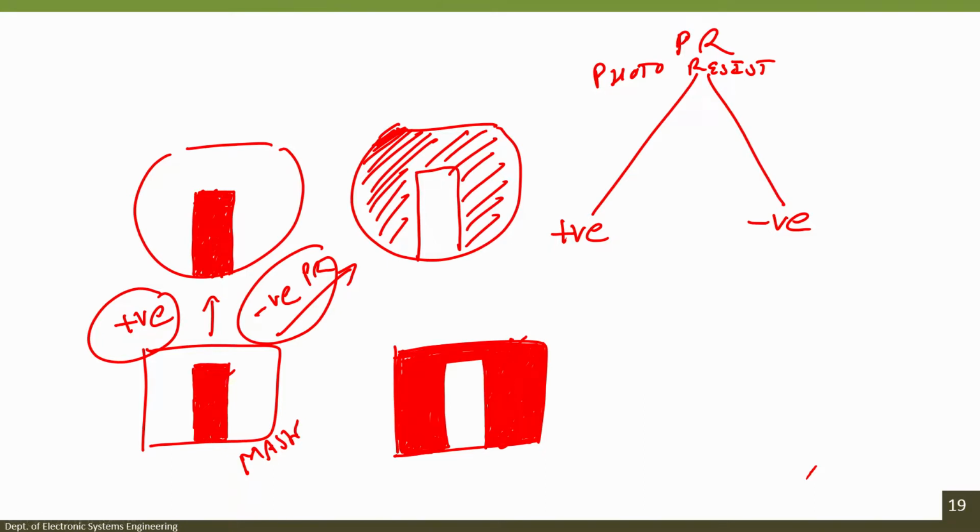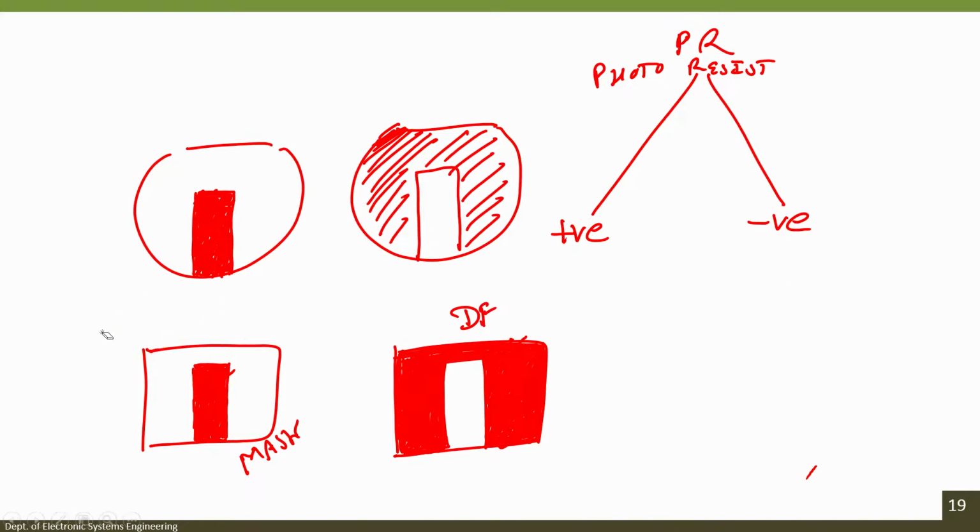This much is easy. Now, let us use a dark field mask and use a silicon substrate. So, let me just remove this one. Now, with the dark field mask, if I go for positive photoresist and if I use negative photoresist, what will happen? For positive photoresist, my substrate looks like this, and for negative photoresist, my substrate looks like this one.